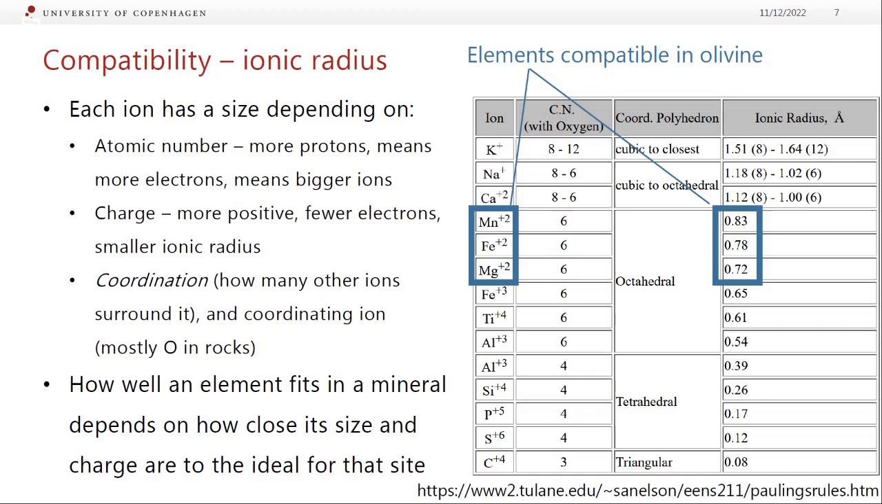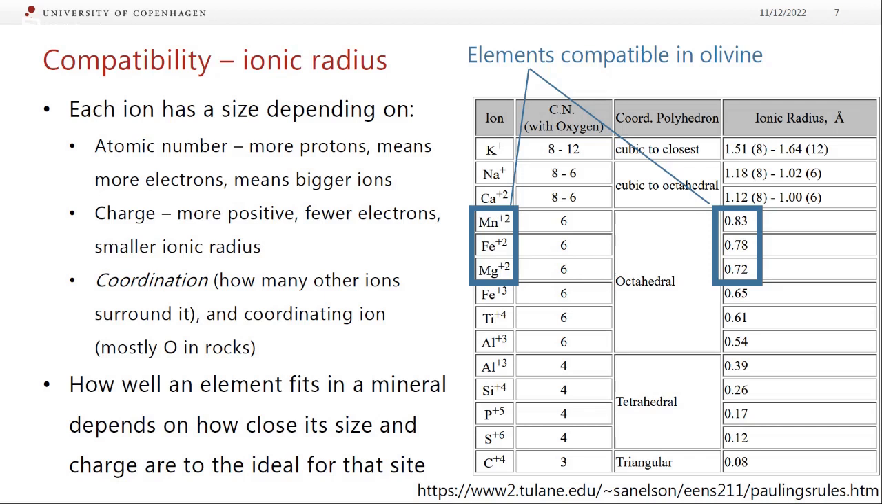And then the last thing is the coordination. And so this is how many other ions surround it. It's also dependent on the actual ion that's coordinating it. So these cations are positively charged, so it'd be the type of negative ion that's connected on the other side of it. So this is mostly going to be oxygen in rocks.